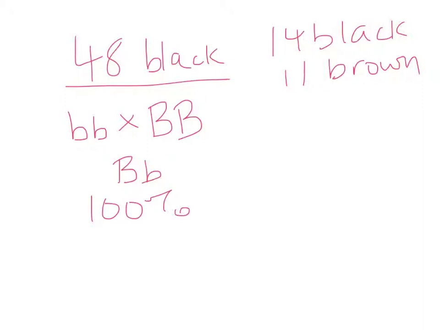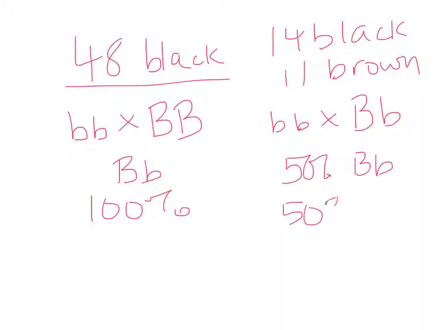And now we know that the dad is little b little b, and the mom has to have 1 black allele and 1 brown allele because approximately half of them came out black and half brown. So we'll have 50% big B little b and 50% little b little b. And that's that for that one. We'll move on to link 5.